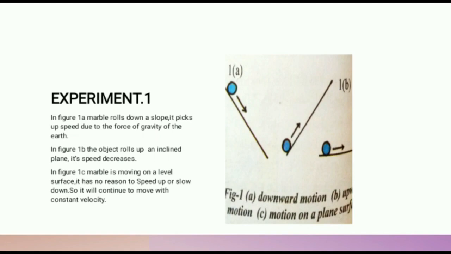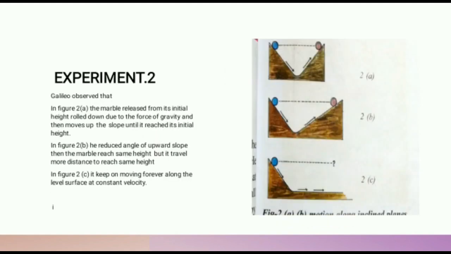Now we observe another experiment. All of you see this picture. Here are also three pictures. So Galileo observed that in figure 2a, the marble released from its initial height rolled down due to the force of gravity and then moves up the slope until it reached its initial height. Okay, so the marble reached the initial height.